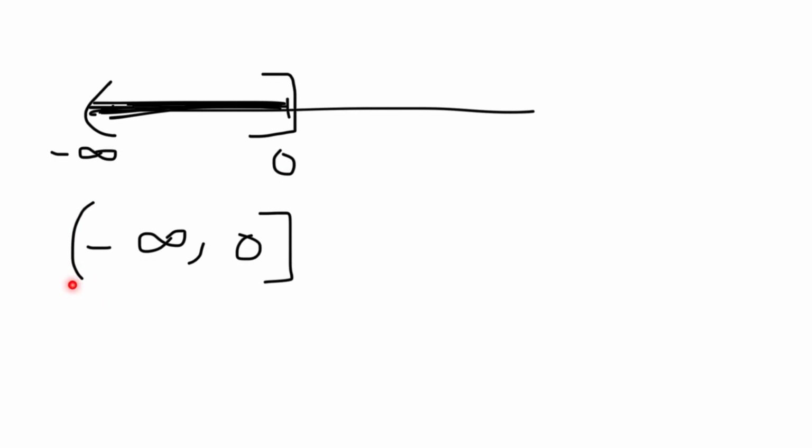Open end means not included, means parentheses. This is a closed end, means it's included, part of the values. So that's why we use a bracket. Okay, so that's one of them. We can write this also as an inequality: x is smaller than or equal to 0. Okay, that's one piece. The other piece is something completely different.